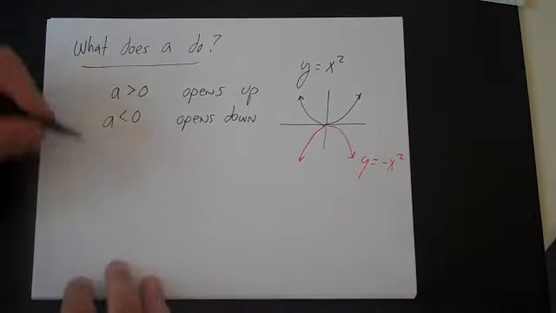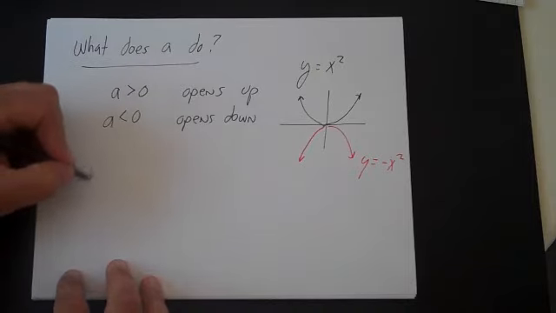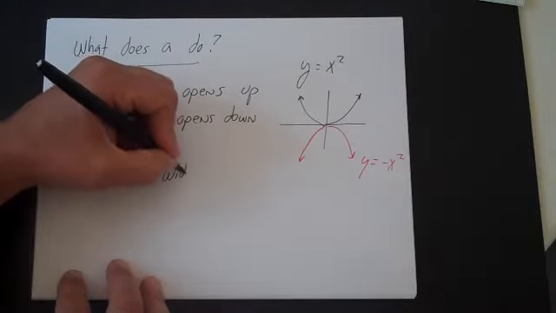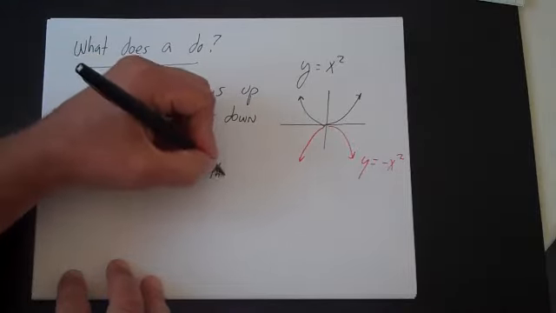The second thing that A does is you look at the absolute value of A. If the absolute value of A is greater than 1, then the graph is going to be wider than x squared. I'm sorry. If the absolute value of A is greater than 1, it's going to be narrower than x squared. And if the absolute value of A is between 0 and 1, then it's going to be wider than x squared. And if the absolute value of A is equal to 1, it's going to have the same width as x squared. So we can say that's going to be like x squared.